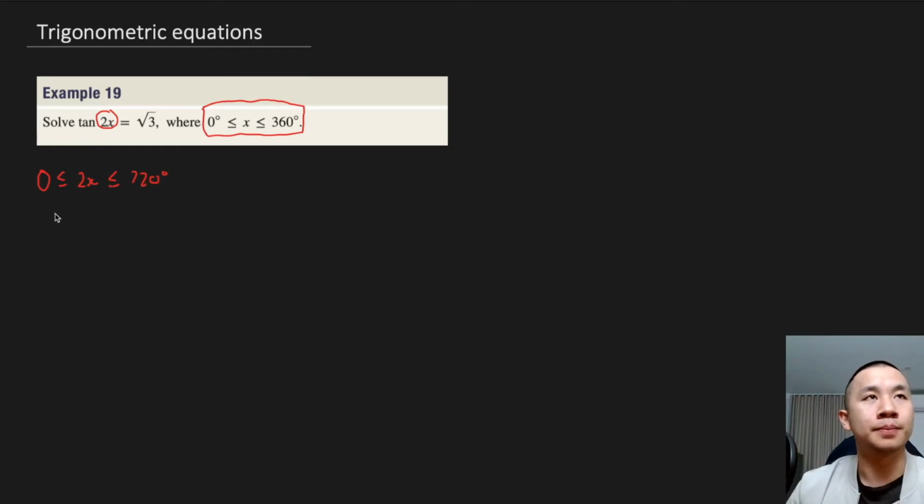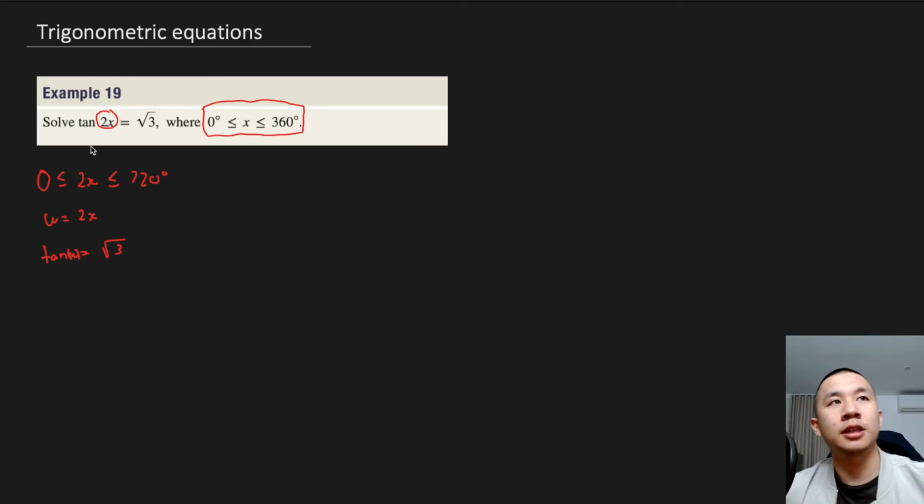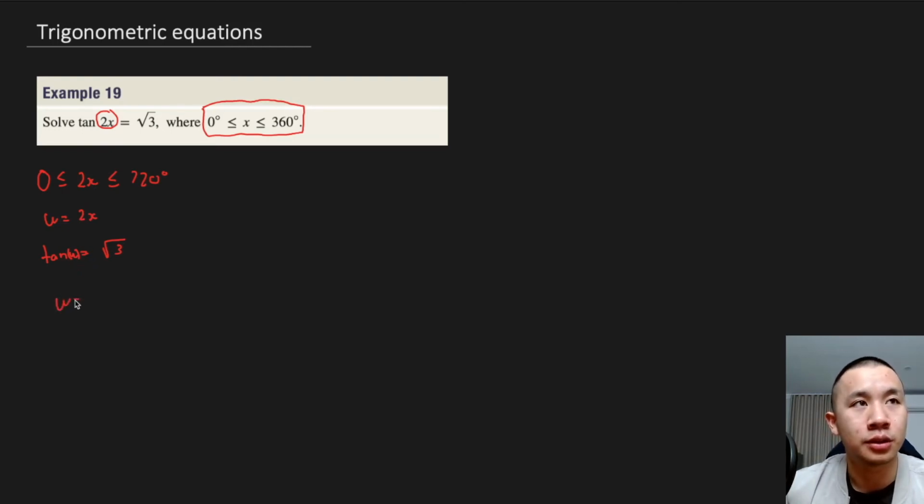So now I'm going to let u be equal to 2x, so that tan u is equal to root 3. I just replaced 2x with u. This makes working out a lot easier, and you'll see where I'm going with this. So I'm going to solve for u. u is equal to tan inverse of root 3, so u is equal to 60 degrees.